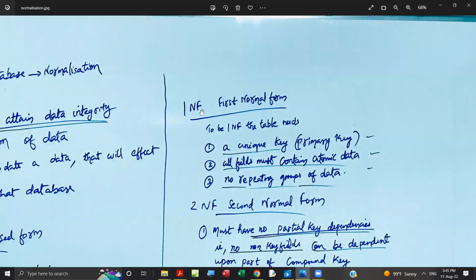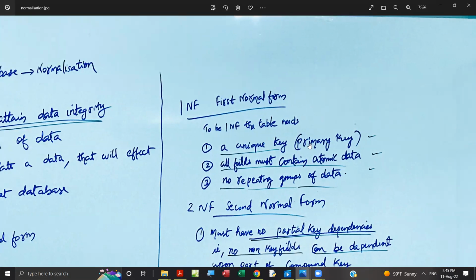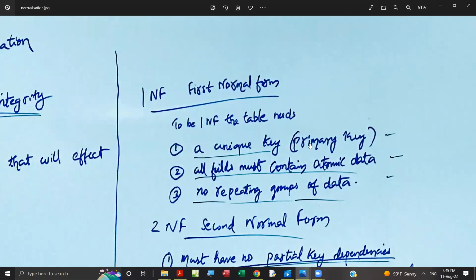In the case of 1NF, the first normal form, there are 3 points. The first point is that the table needs a unique primary key. We need to set a unique primary key. Primary key means like ID number, passport number, admission number, car registration number. It's unique for each and every entity. For example, student ID is unique for each and every student. Passport number is unique for each and every citizen.